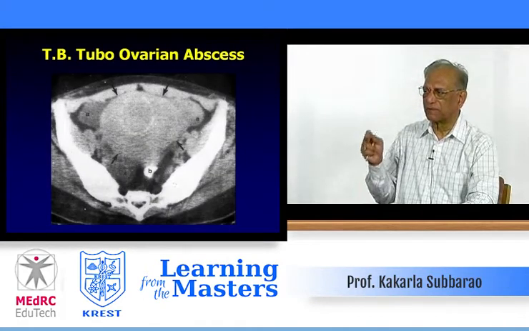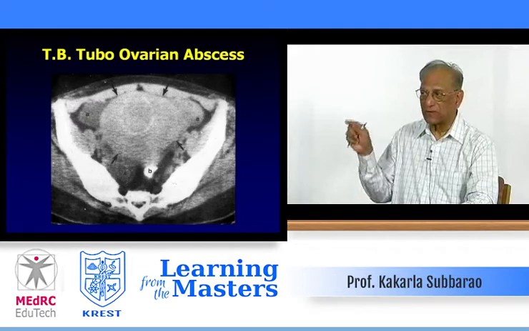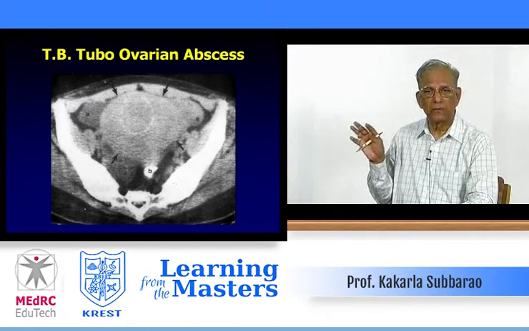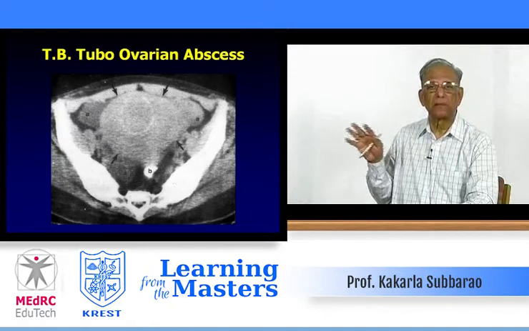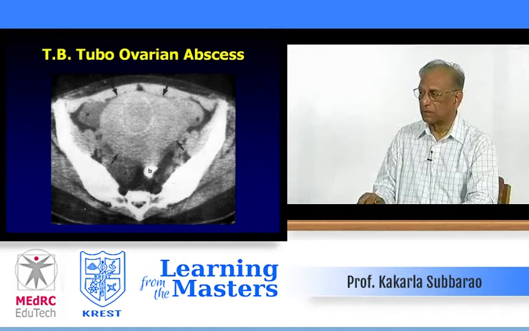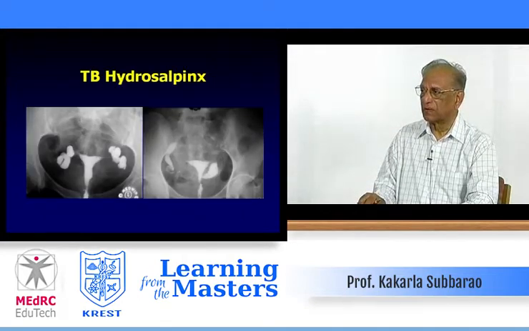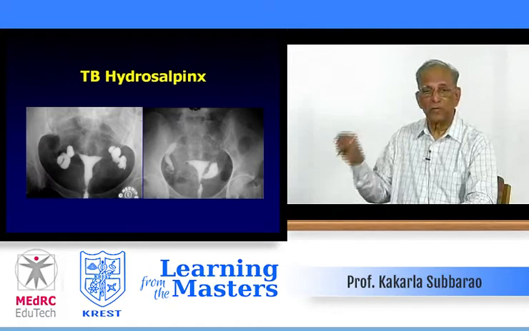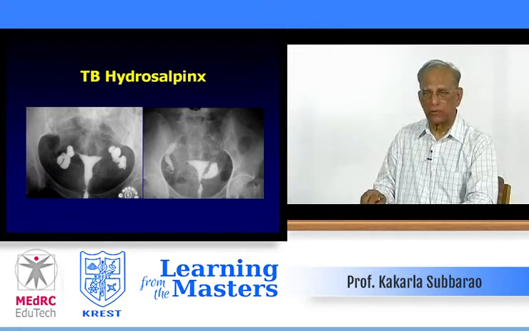Tubo-ovarian abscess, part of it is calcified, that means it's chronic. Somehow, in tuberculosis, calcification is common, as opposed to pyogenic or fungal abscesses. Again, tuberculosis of the hydrosalpinx, bilaterally fixed tubes also is another characteristic of tuberculosis.